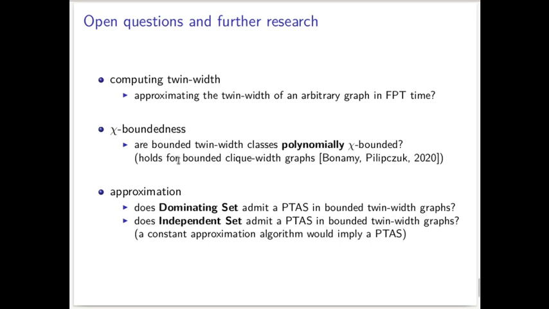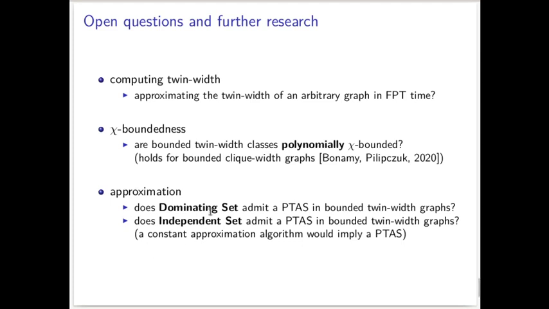The second one is about chi-boundedness. We proved that bounded twin-width graphs are chi-bounded, but it is still open whether they are polynomially chi-bounded. This would generalize the same result for bounded clique-width graphs, which was recently obtained. Something that I didn't say is that bounded twin-width graphs satisfy the strong Erdős–Hajnal property, which is a first step for polynomial chi-boundedness.